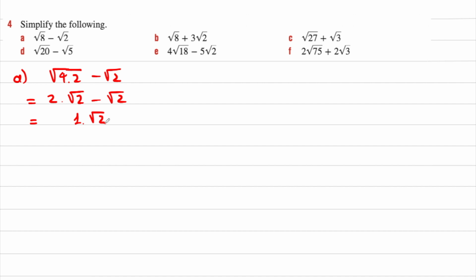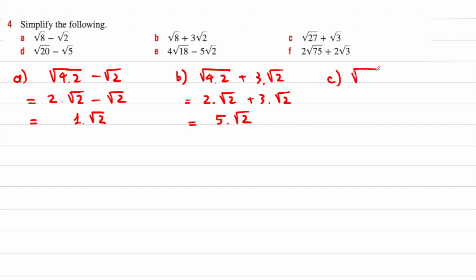Now, the question becomes easier: 1 square root 2. About question B, you have the same idea. Square root 4 times 2 plus 3 times square root 2. Here is 2 times square root 2 plus 3 times square root 2, equal to 5 times square root 2. Question C, square root 9 times 3 plus square root 3. This is 3 square root 3 here plus square root 3. Then 3 plus 1 equals 4.